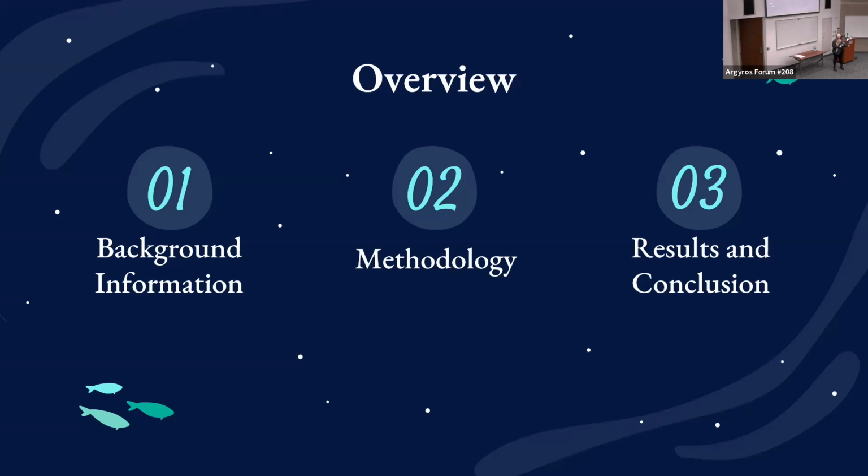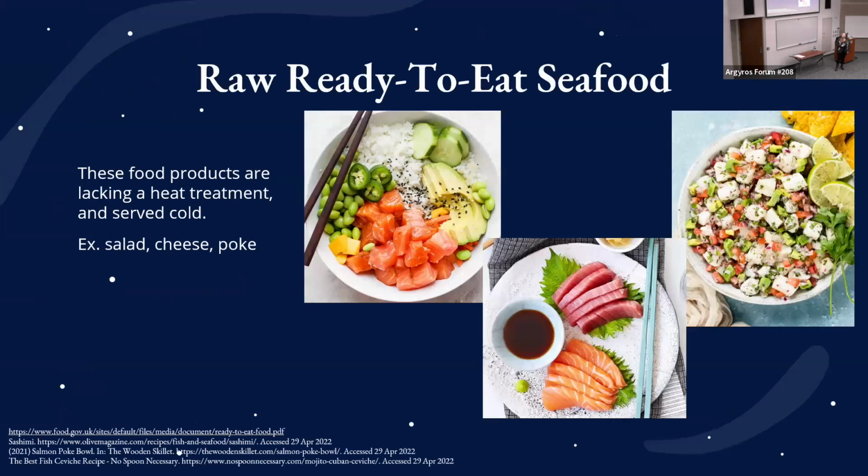and then we'll go through my results and conclusions. So for my background information, some of you might be wondering what raw ready-to-eat seafood is. And I wondered that to begin with because I heard sushi and I was like, I'm in for this project. So raw ready-to-eat seafood is food products that lack a heat treatment. The three products that we used were ceviche, sushi, and poke, which, when you get them, are raw fish. So that's just a quick definition.